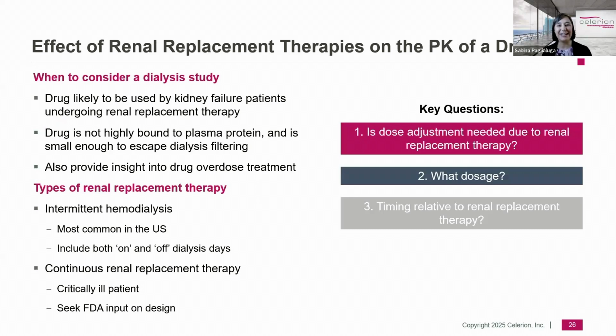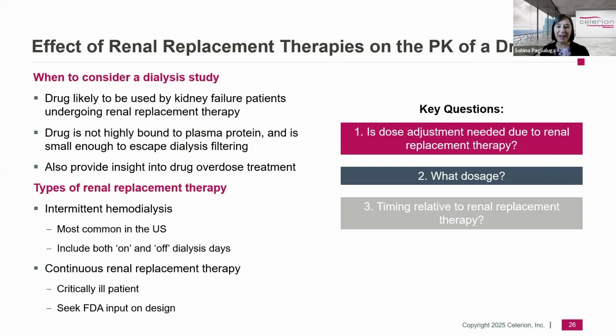A dialysis study is recommended when the drug is likely to be used by patients undergoing dialysis or renal replacement therapy. This would also be considered important if the drug is not too tightly bound to plasma proteins. And there are 3 key questions that a renal replacement PK study should address. And that is, is dose adjustment needed due to the dialysis procedure? If so, what is the dosage? And what is the timing relative to the dialysis procedure?